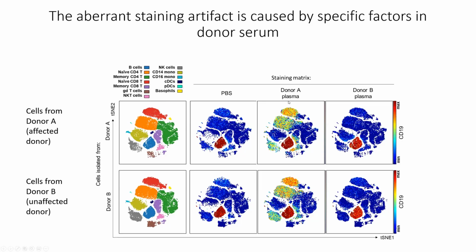If we now stain them in the presence of plasma from the affected donor, the artifact re-manifests and it's transferable. So now the unaffected donor cells are showing this problem. And then reciprocally, if we stain the blood in the presence of plasma from the unaffected donor, the affected donor again no longer has the problem. So this isn't a cell intrinsic artifact. It's nothing to do with the cells themselves. It really does seem to be stemming from some sort of factor in the plasma of these affected individuals. Pretty unusual.